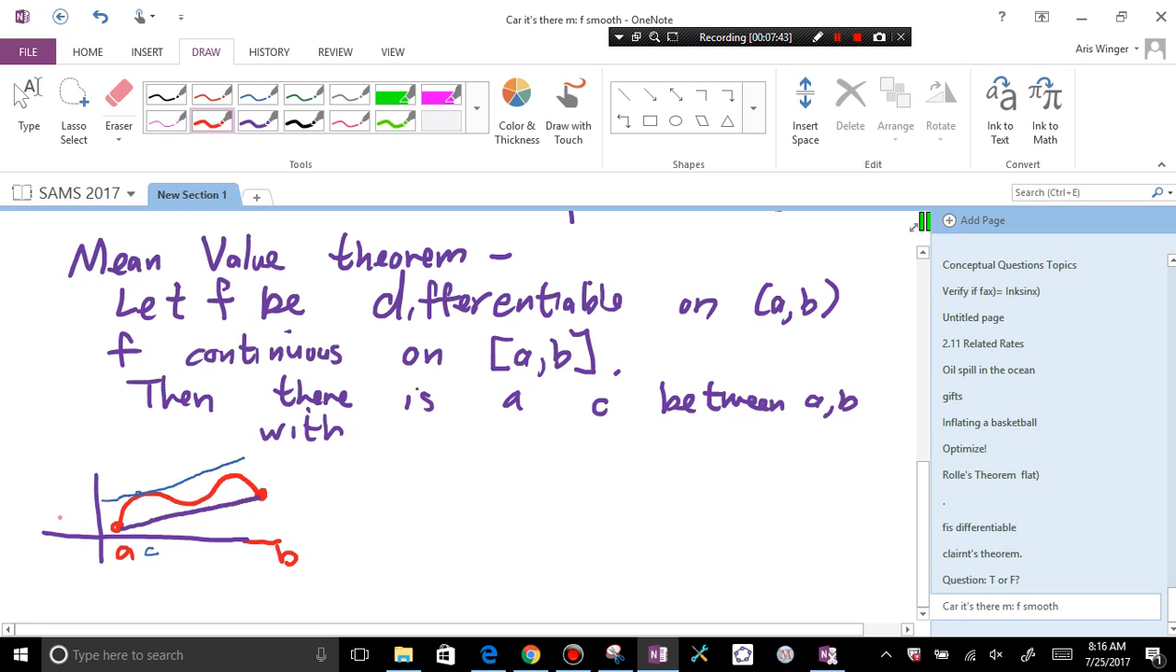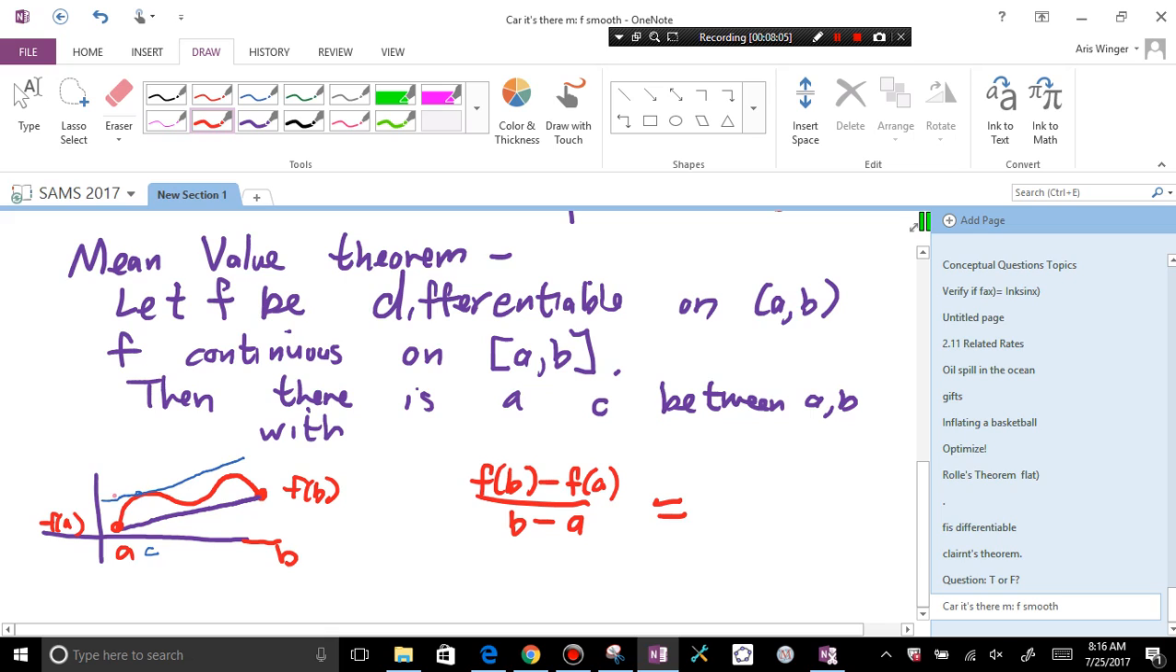So this is f of a, this is f of b. We know the slope of that is f of b minus f of a over b minus a. And we're claiming that there's a place where the slope of the tangent line is the same as the slope of the secant line. Here's the slope of the tangent line. What's the slope of this line?